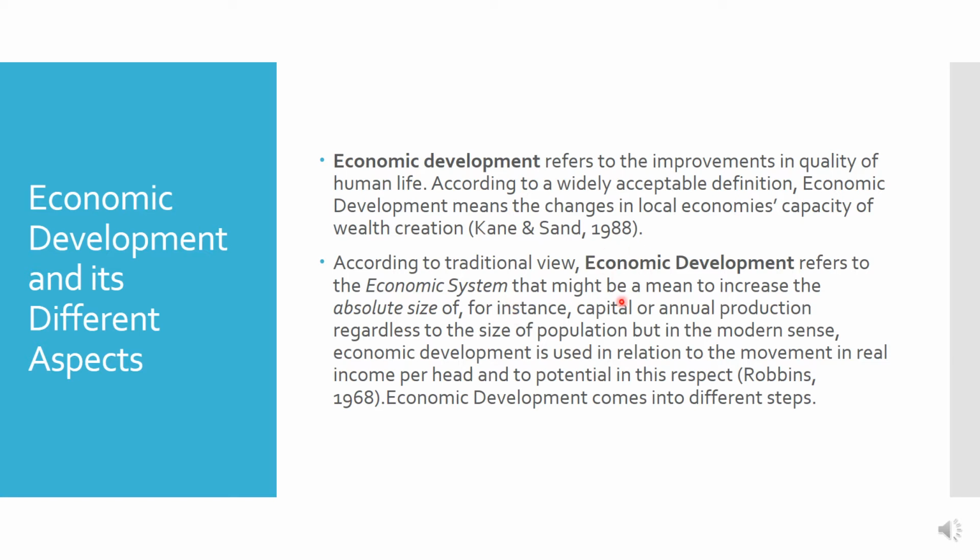According to the traditional view, economic development refers to an economic system that might be a means to increase the absolute size of, for instance, capital or annual production, regardless of the size of the population. But in the modern sense, economic development is used in relation to the movement in real income per head and to the potential in this respect, according to Robbins. Economic development actually comes in different steps.